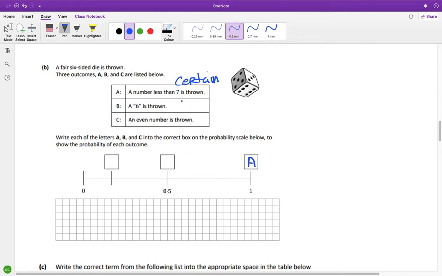A 6 is thrown, there's only one 6 on the dice out of a total of 6 numbers. That's quite unlikely, so that's going to be down here. And an even number is thrown. If you think about a dice, there is, how many even numbers? There's the number 2, the number 4, and the number 6. So there are 3 even numbers out of the 6 on the dice. That's half, so that goes there.